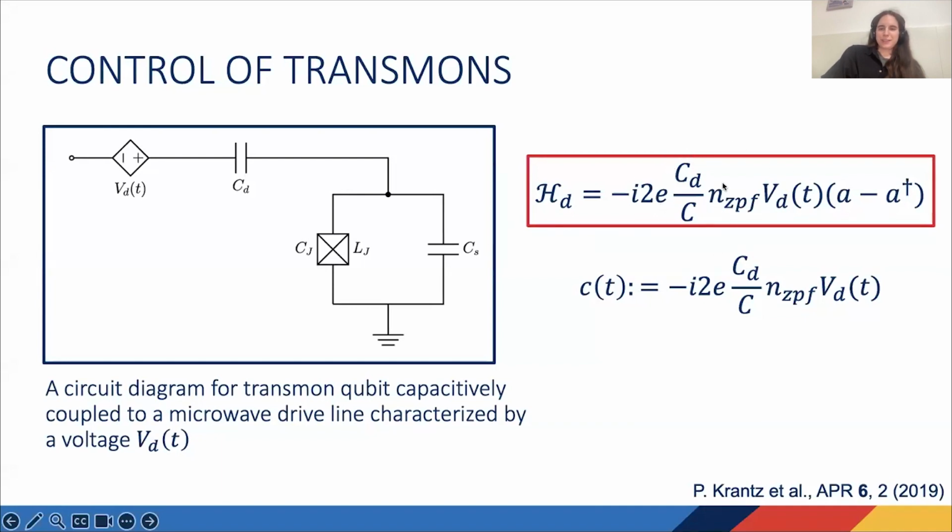And I'm going to hide those complicated scaling factors inside this control function that I'm just going to call C of T. So it's determined by the voltage drive I sent in. And I'm going to hide all the prefactors inside of that. So the idea is, how do I make this C of T or this VD of T a good shape so that I do the operation that I want to do on my quantum bit?